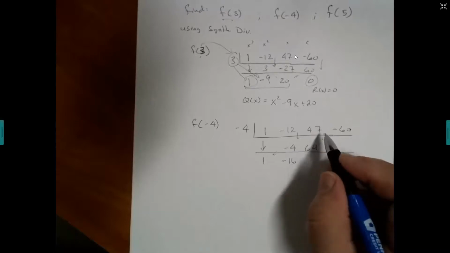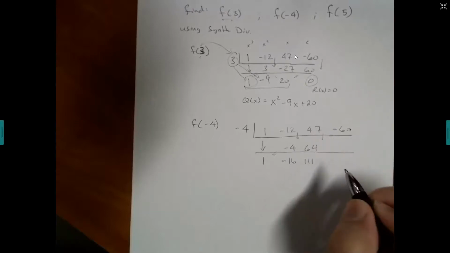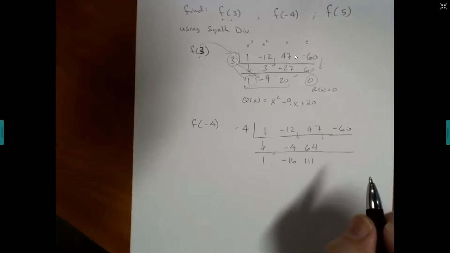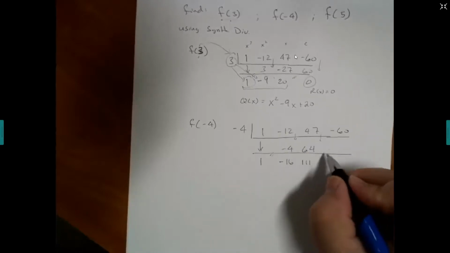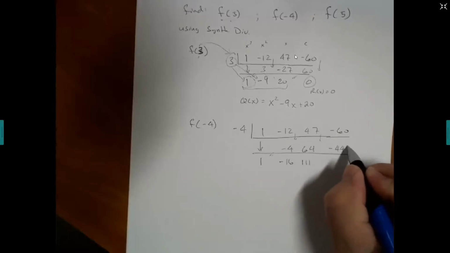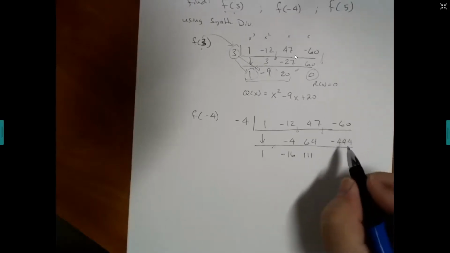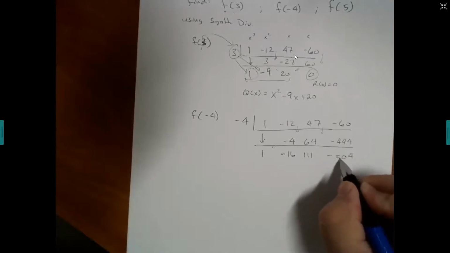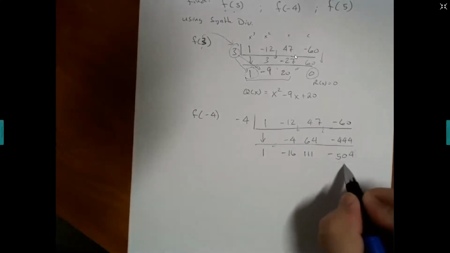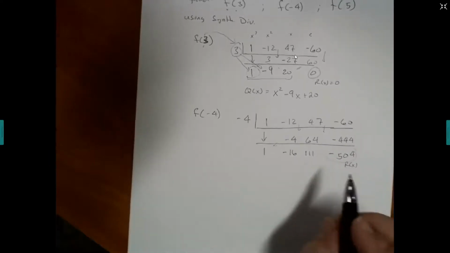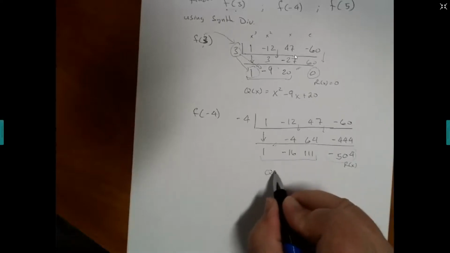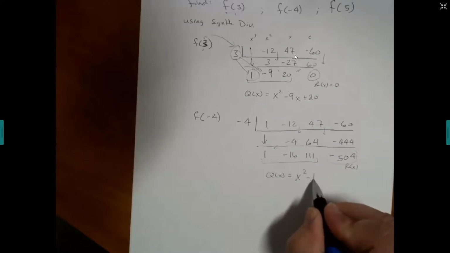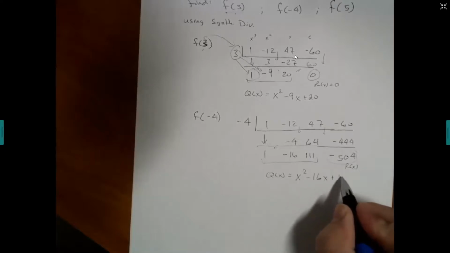Add 64 plus 47 is 111. 111 times negative 4 is negative 444. Now add. Negative 504. This is your remainder. So your Q of X, the first term is 1 less than the degree, so it's X squared minus 16 plus 111.